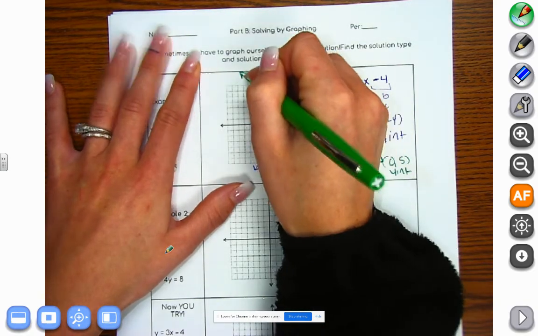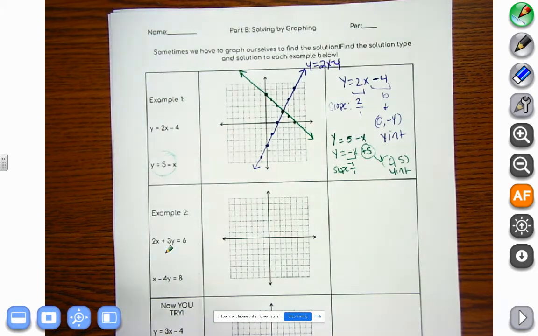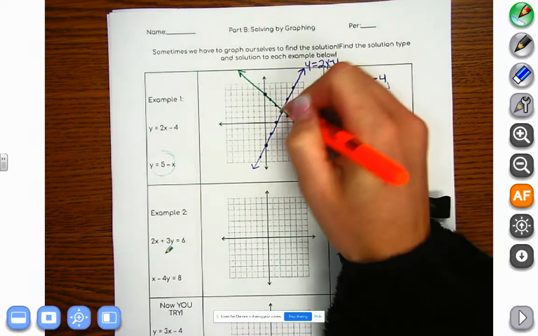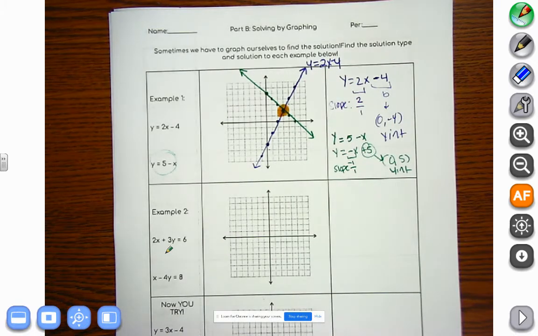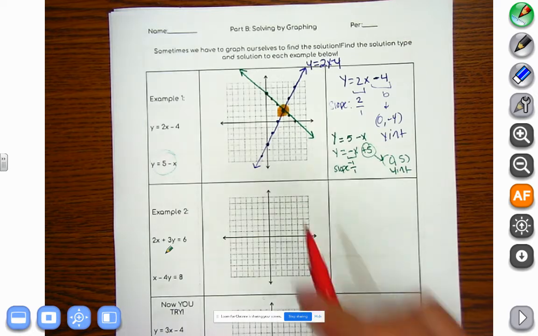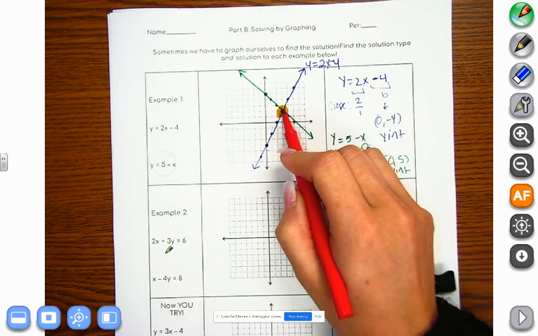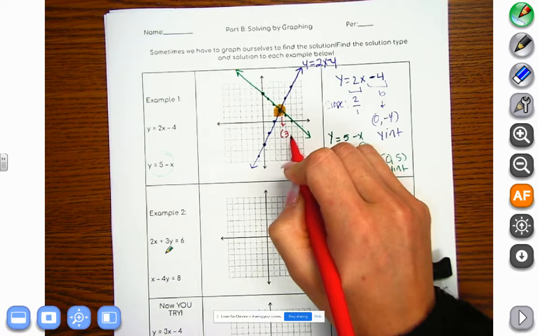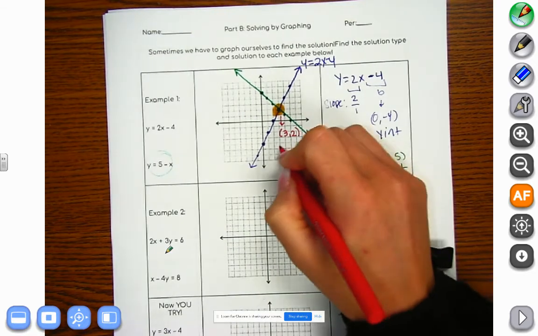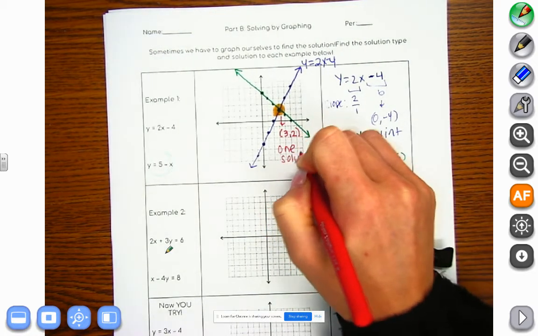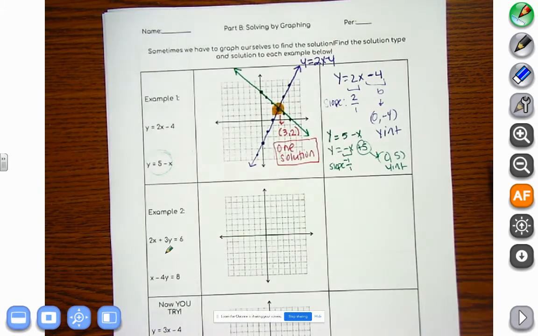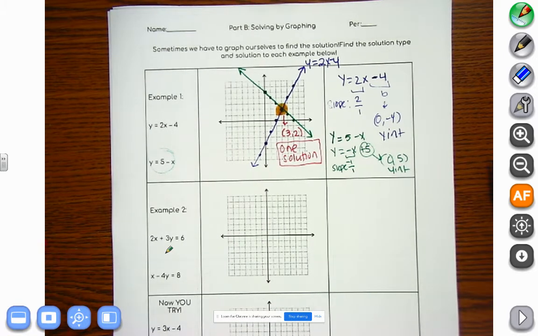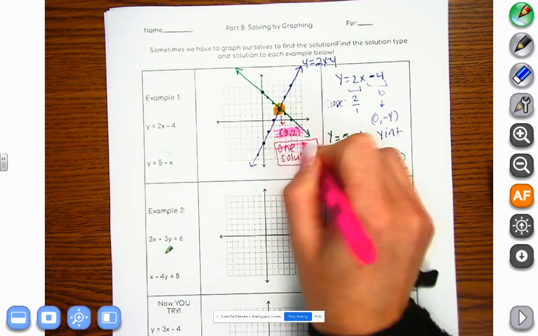And you notice where they clearly intersect. Right here. So we would label that point of intersection as our solution. That point of intersection is at 3, 2. Okay. And this is one solution. So I want to see the solution type. There's one solution, and I want to know what it is. So you would clearly show your answer, and in this case, it's 3, 2, and one solution.